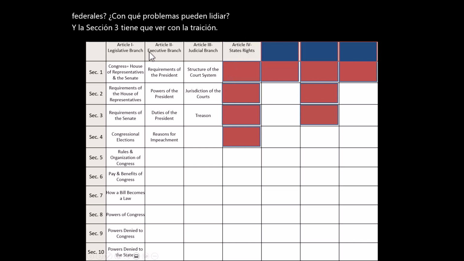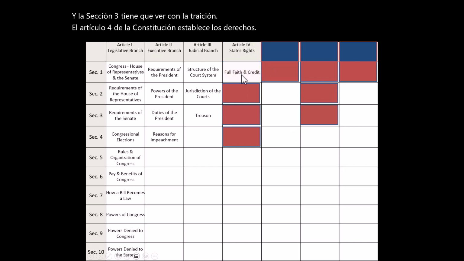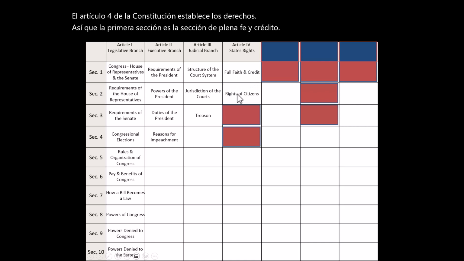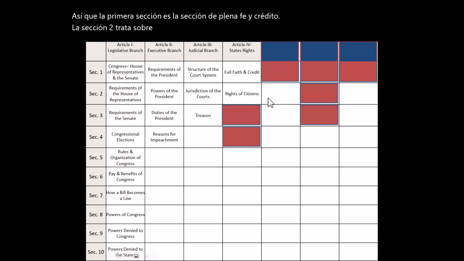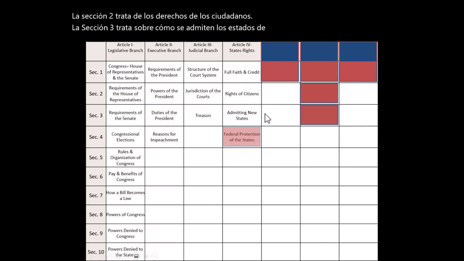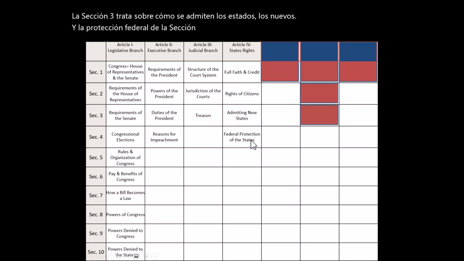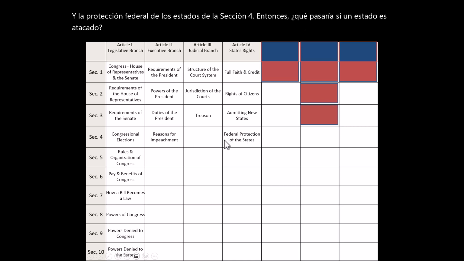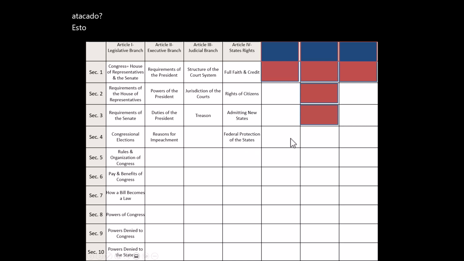Article 4 of the Constitution is states' rights. So the first section is the full faith and credit section. Section 2 is about the rights of citizens. Section 3 is about how states are admitted, the brand new ones. And Section 4 is federal protection of the states. So what would happen if a state is attacked? This talks about how the federal government will come in and protect them.